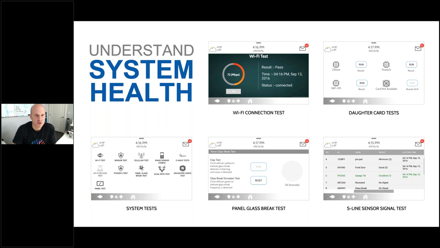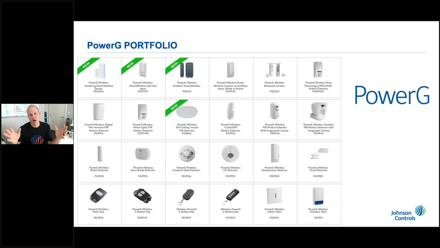Now, I mentioned earlier the PowerG portfolio. One of my favorite things about the PowerG portfolio is just that it's so robust. Oftentimes, when you look at a sensor portfolio, you might have a couple of different door sensors, maybe one or two different motion sensors to choose from. In the PowerG portfolio, we have a lot. I think we have at least five different styles of door window sensors. We've got indoor and outdoor and recessed and commercial and big and small and all kinds of different sensors.